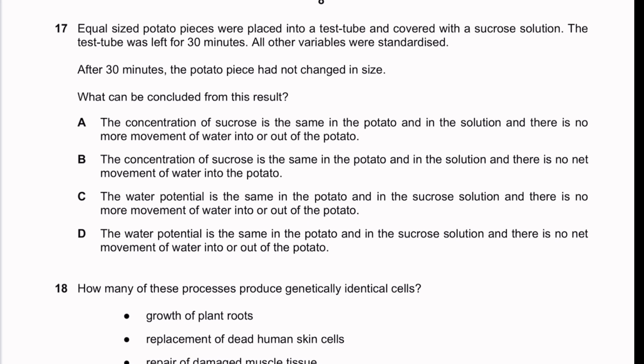So we can see basically that the water potential is the same in the potato and in the sucrose solution, and there is no movement of water. No, there actually is no net movement of water. That is exactly what I'm looking for, because you cannot really go by explaining the concentration of sucrose is the same in the potato, because the potato also has other stuff inside of it, not only sucrose. It has maybe mineral ions and other stuff that make it concentrated, and so it's not just the concentration of sucrose that dictates the movement of water, right?